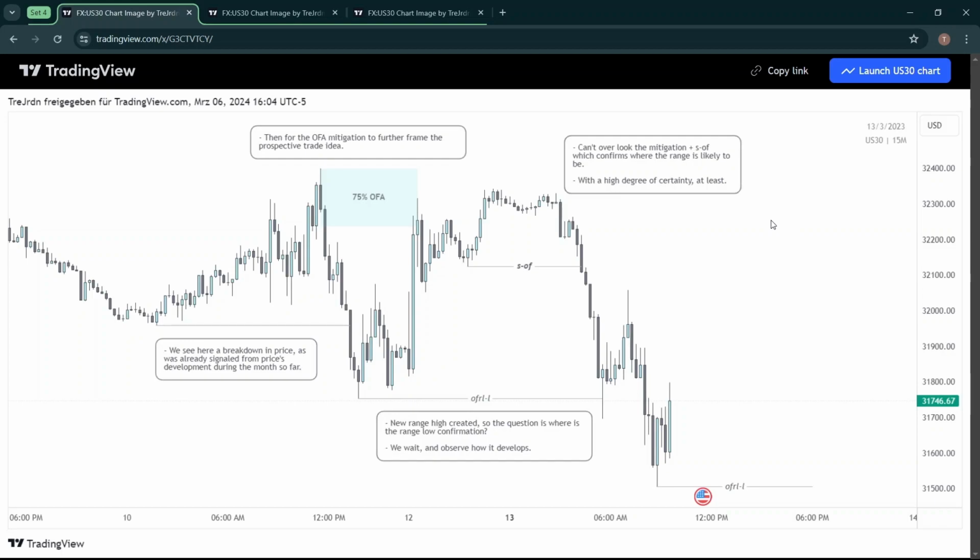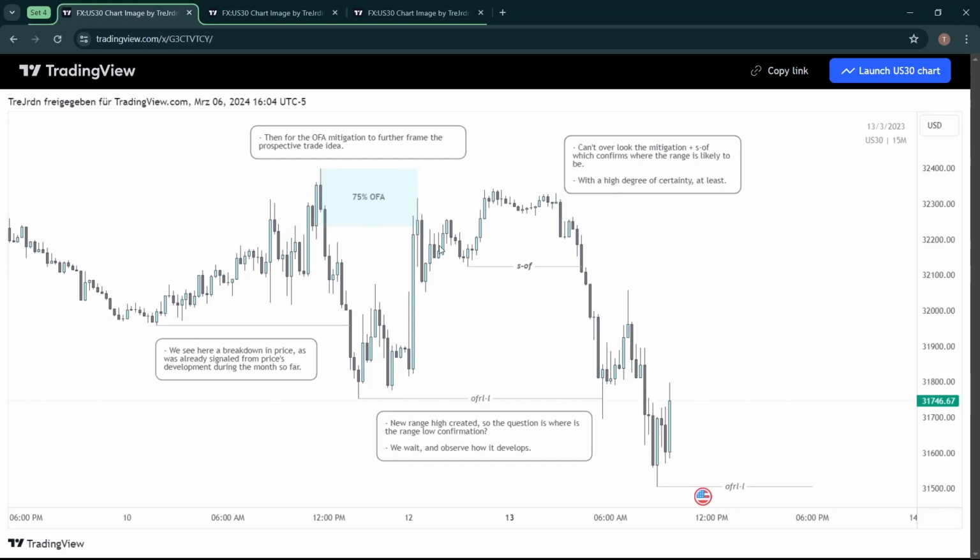But we move on. We've already seen a breakdown in price, as was signaled from price's development during the month so far. So what was happening from before was signaling to the fact that, you know what, we're just moving lower. So the idea is more or less framed at that stage. Then we get the order flow area mitigation to further frame the prospective trade day shorts. So we're kind of stacking on top of stacking on top.